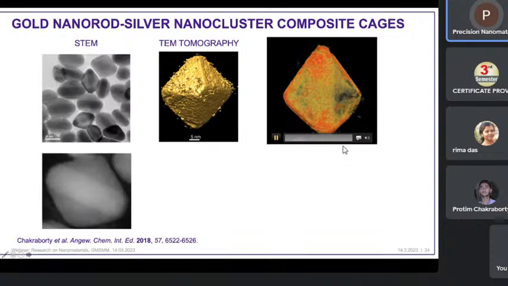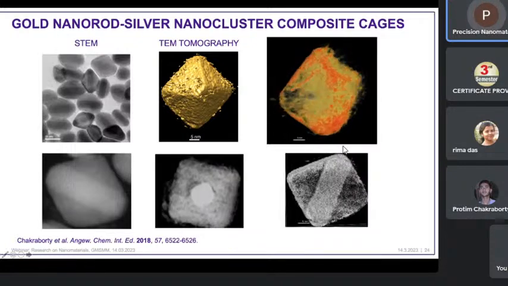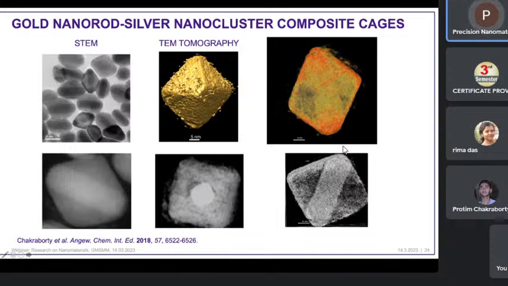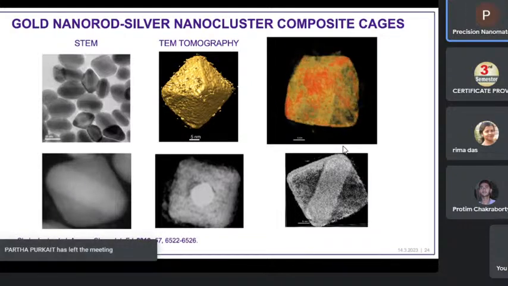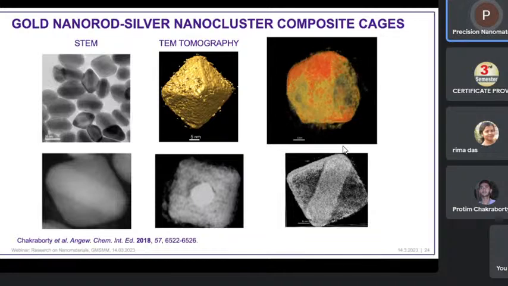What you see is a house. Cage, and each cage has one nanorod inside. You can look at the cross section and see how the rod is arranged. It's a simple way to encapsulate one nanorod inside a cage without any complex design. And this is the simplest way.